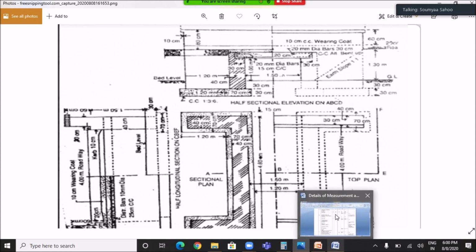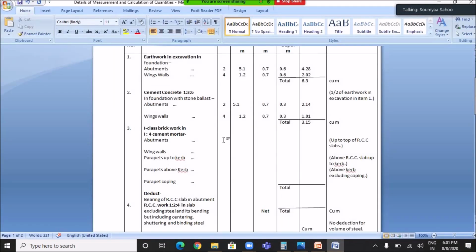Okay, so let's quickly fill the table. The number of abutments is 2, length is 4.8 meter for which brickwork is to be done, and the breadth for which brickwork is to be done is 0.4 meter or 40 centimeter, and height for which brickwork is done is 1.5 meter. And next one is wing wall.